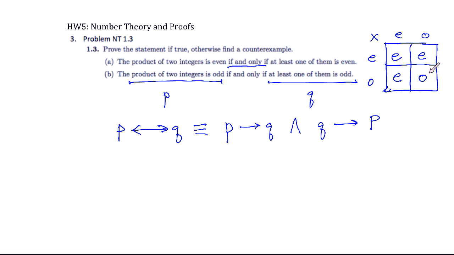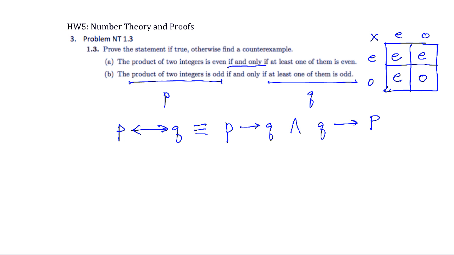The only time we get the product, the multiplication, to be odd is when both are odd. And so the correct statement here, if you were to turn this into a correct statement, would be both of them are odd. When it says at least one of them is odd, it leaves room for the situation where one's odd and one's even, in which case the product won't be odd.